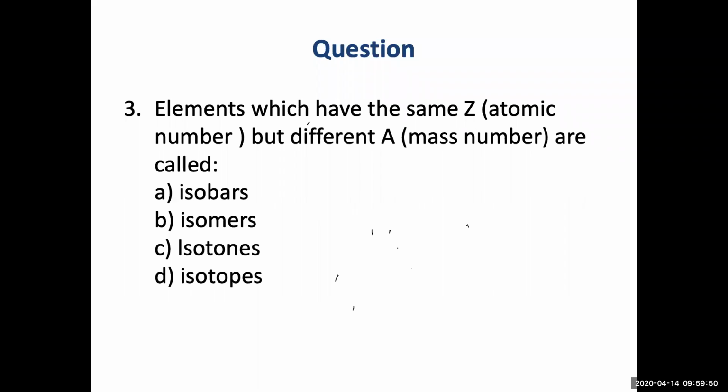Elements which have the same Z atomic number but different A mass number are called: isobar, isomers, isotones, or isotopes. Same number of protons. You remember we said P. Okay, P is here, so we have D, isotope. Excellent.